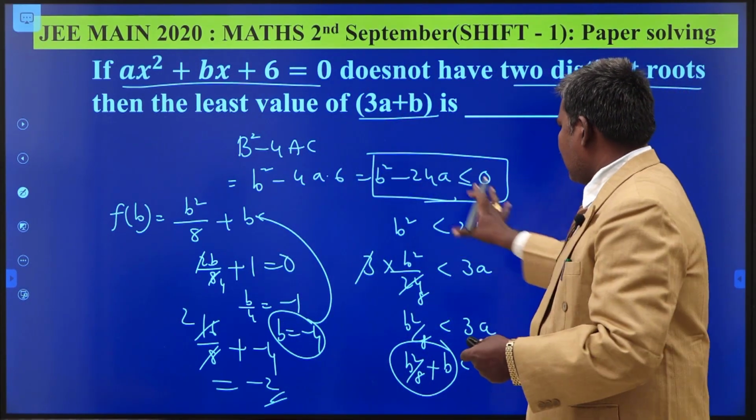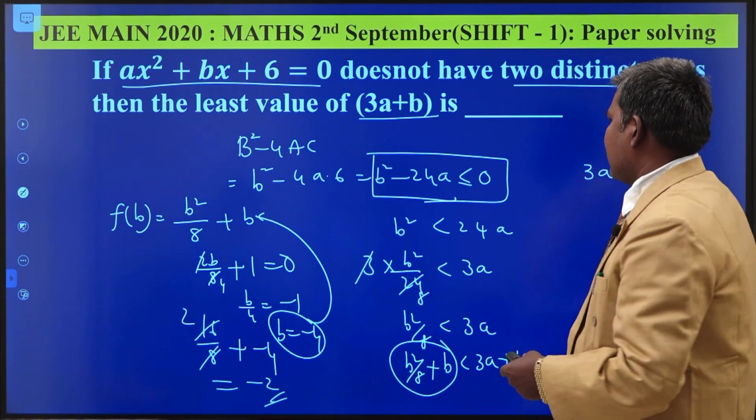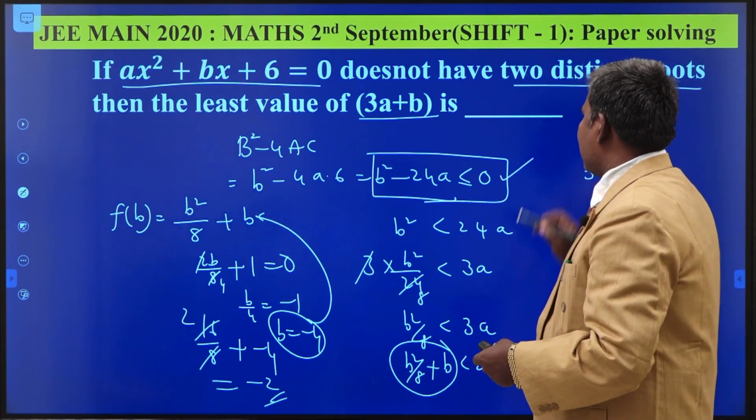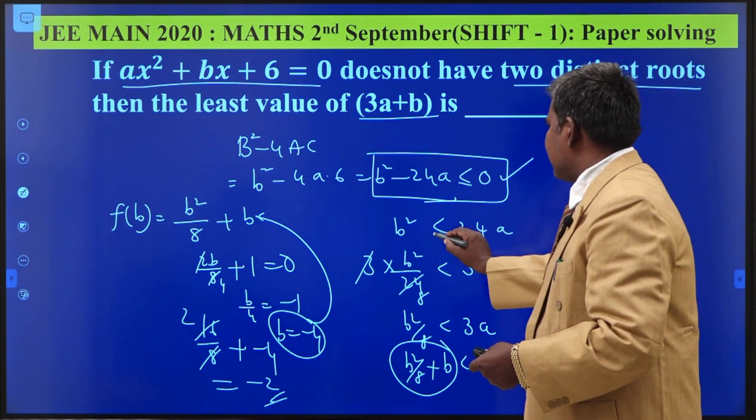Understand? See how the concept is going on. b square minus 4ac less than or equal to 0 is your first condition.